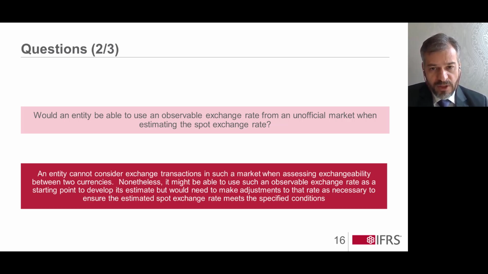The proposed requirements do not prohibit a company from using the observable exchange rate from an unofficial market as a starting point to develop its estimate. However, the company would need to adjust that rate as necessary to ensure that the estimated spot exchange rate meets the 3 specified conditions.